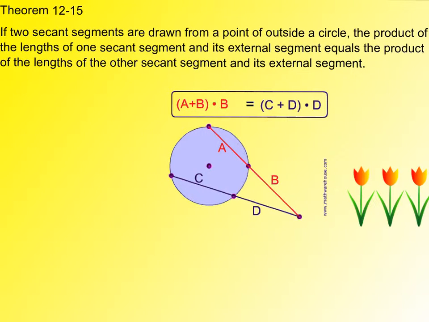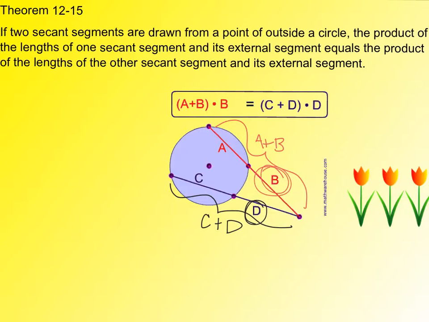Next property is talking about two secant segments that are drawn from a point outside the circle, and the product of the lengths of one secant segment to an external segment equals the product of the lengths of the other secant segments and its external segments. So basically that whole mouthful is talking about the entire length of the segment, so C plus D, times the outside chunk is equal to the entire segment, A plus B, times the outside chunk.